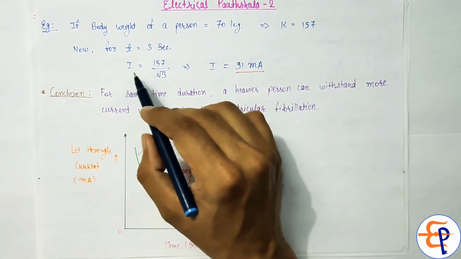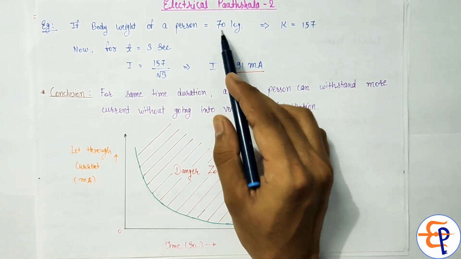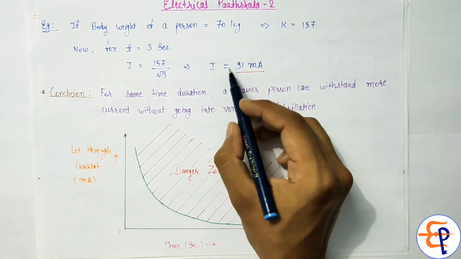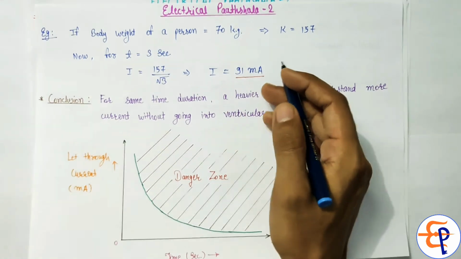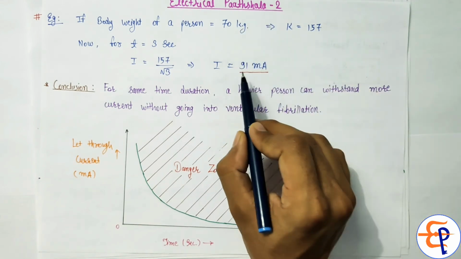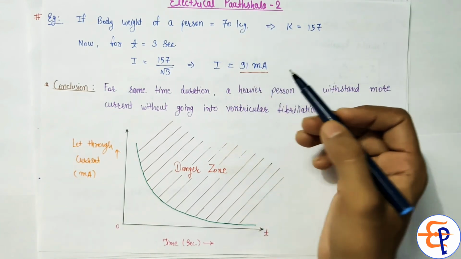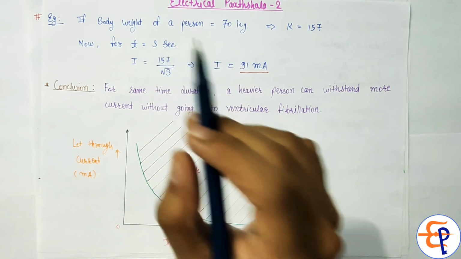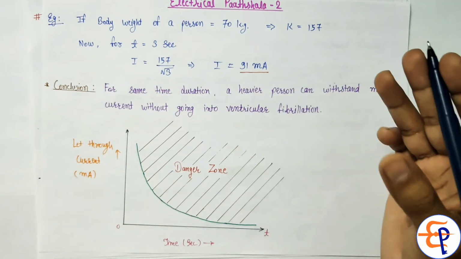So again, by using Dalziel's equation, we found out that for this person, the value of current I is about 91 milliampere. So we can say that a person whose body weight is 70 kg can withstand 91 milliampere current for 3 seconds through his heart without going into ventricular fibrillation.